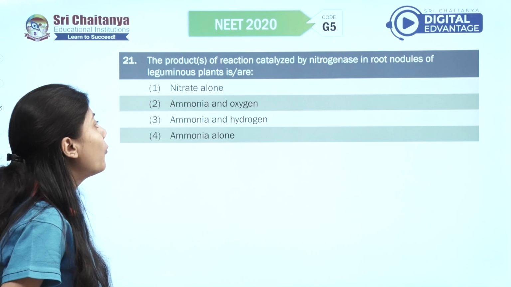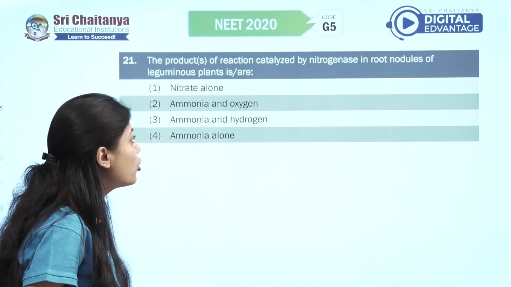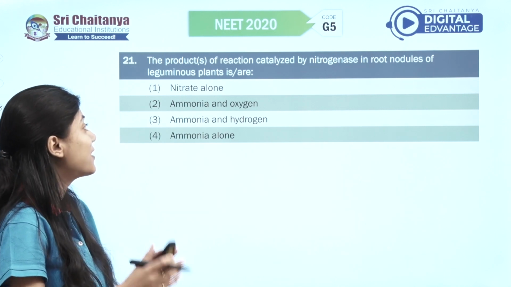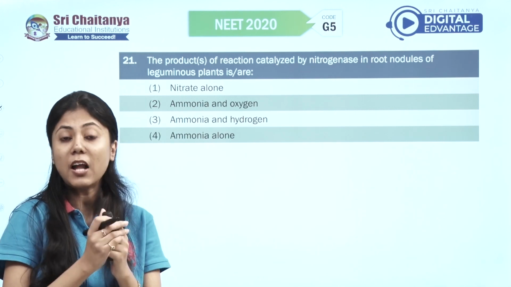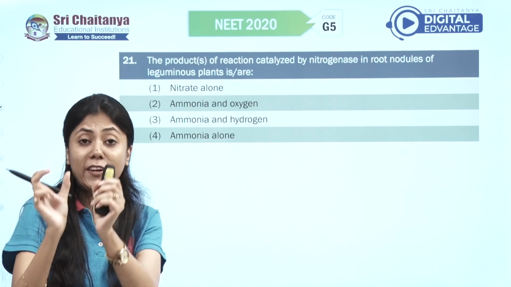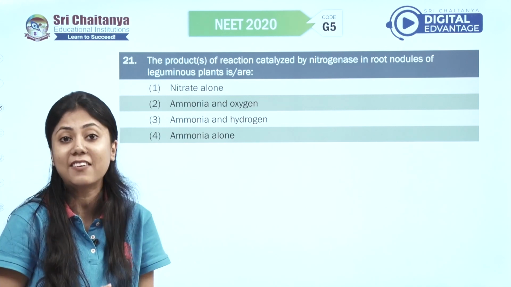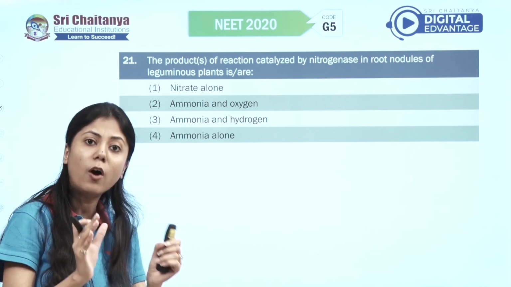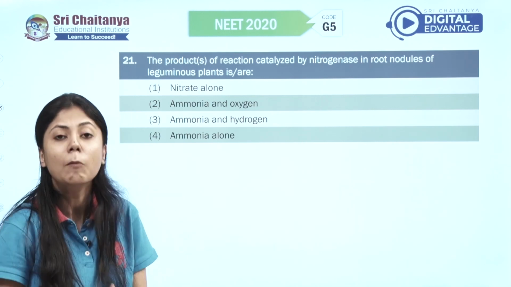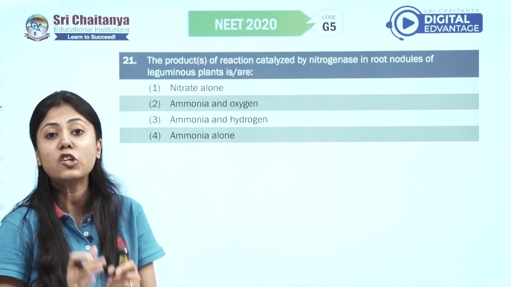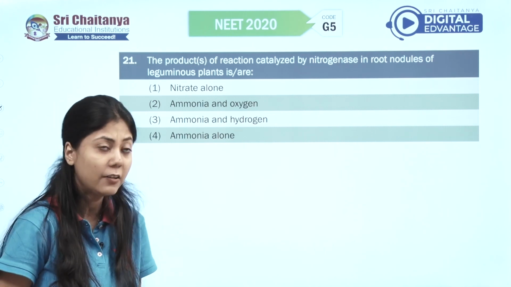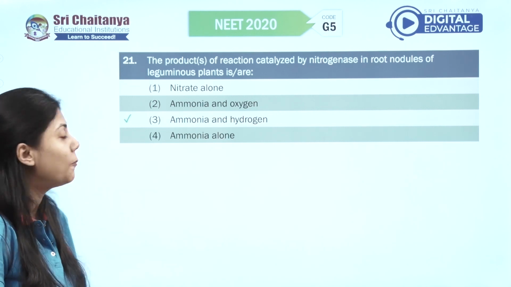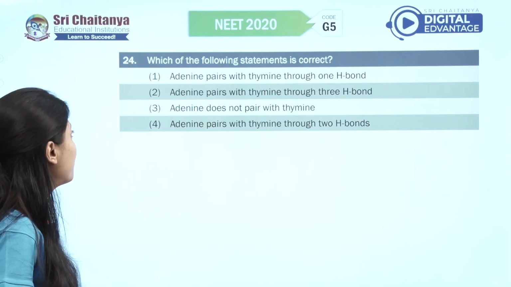The product of reaction catalyzed by nitrogenase in root nodules of leguminous plants is or are. This question is taken from the equation given in NCERT, which clearly mentions that along with the formation of ammonia, there is also the formation of hydrogen involved, right? So your answer will be ammonia and hydrogen. Next, let's move on to the next question.